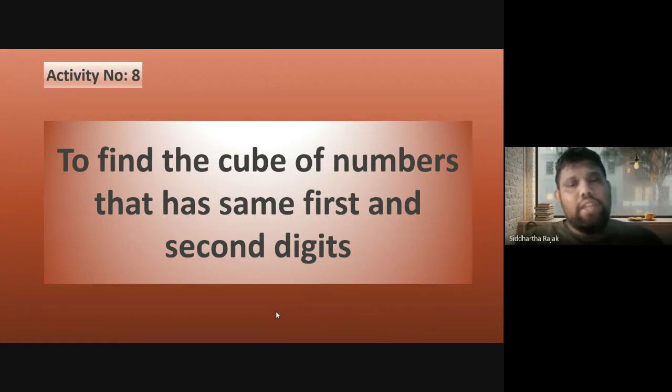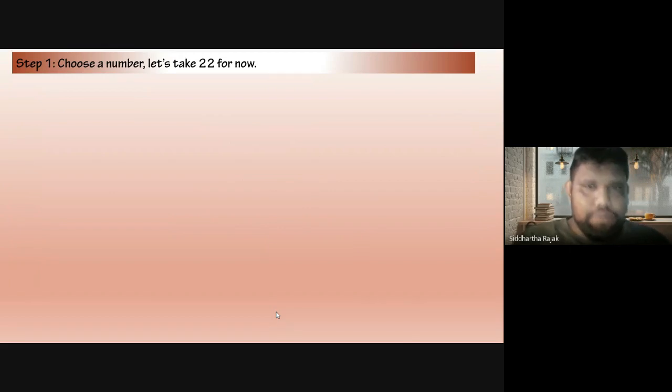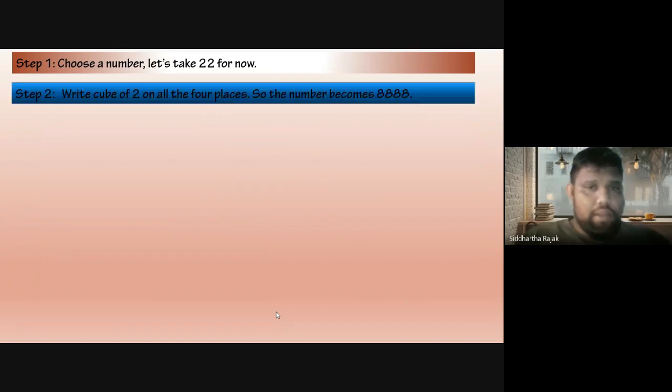Okay, so moving on to the next type. Here we deal with numbers which have the same first and second digits. So we are talking about numbers like, let's say, 22.